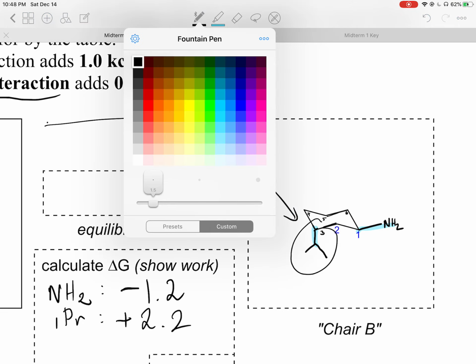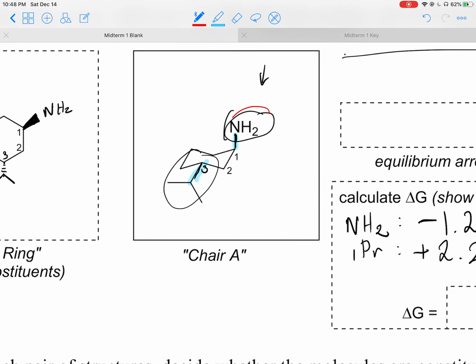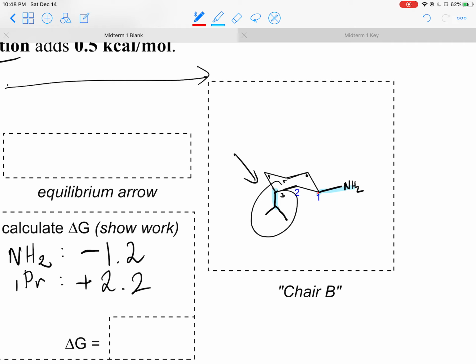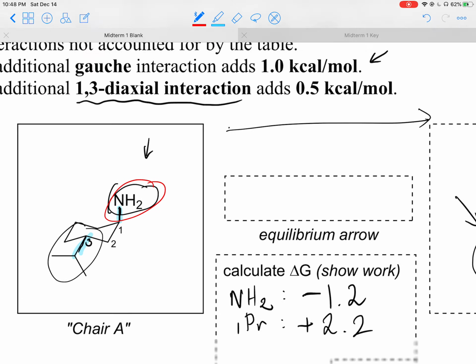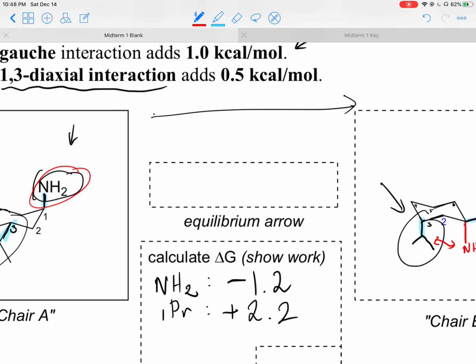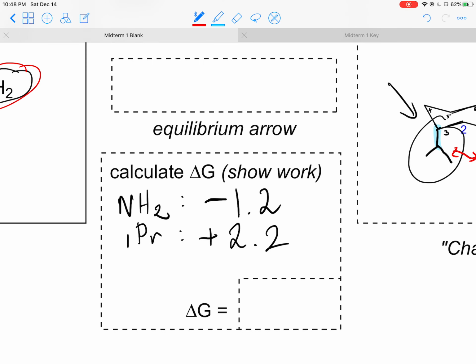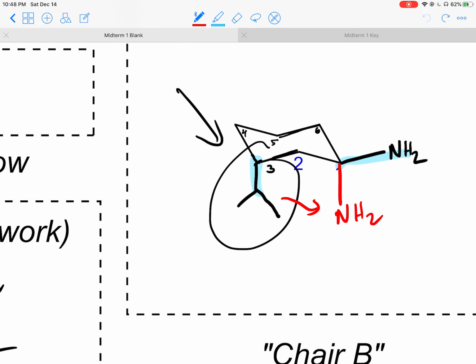let's just draw this in red. If somehow we were like, oh, 1 goes from up here to down here, then H2. That would be when we'd have a 1,3 diaxial interaction. And so we would add 0.5 kilocalories per mole into our delta G. But that's not the case here. That shouldn't be the case.